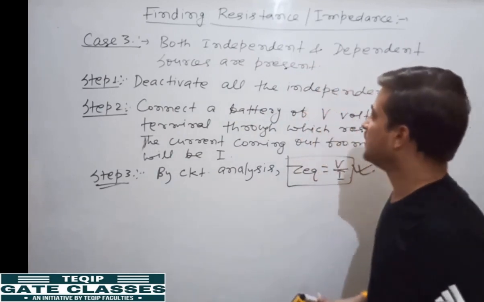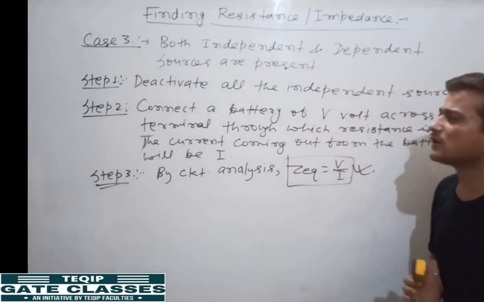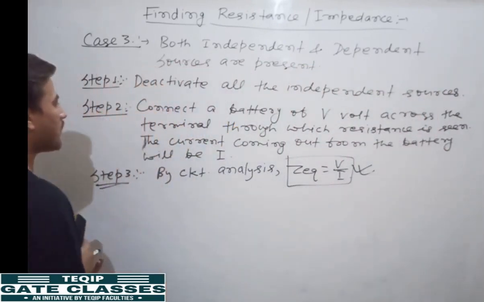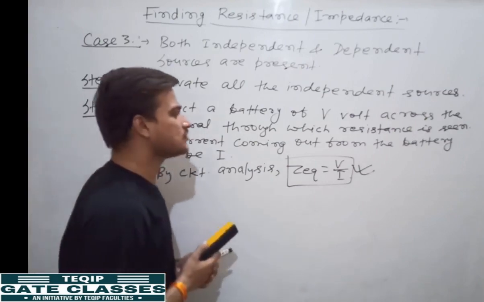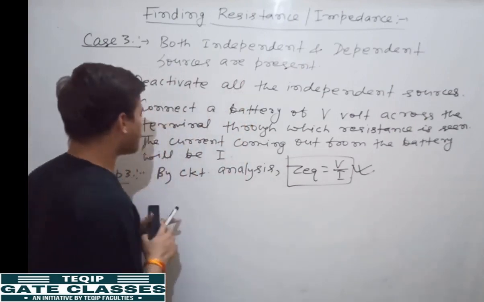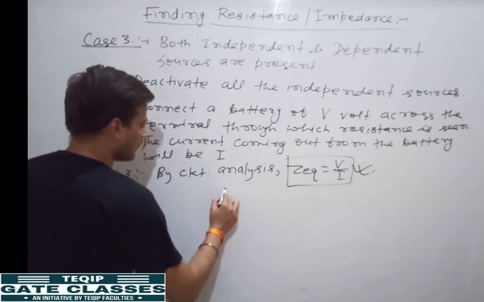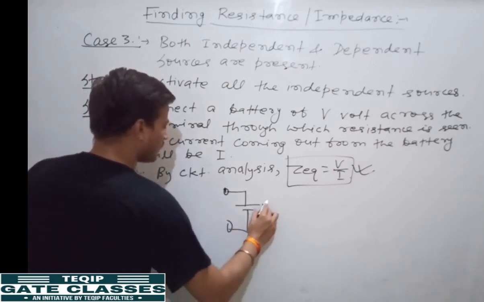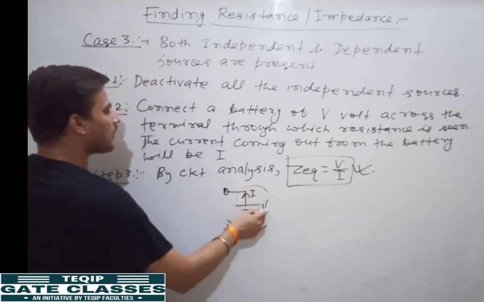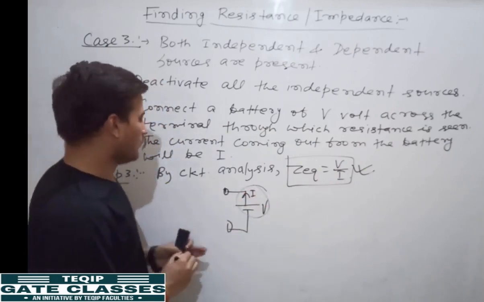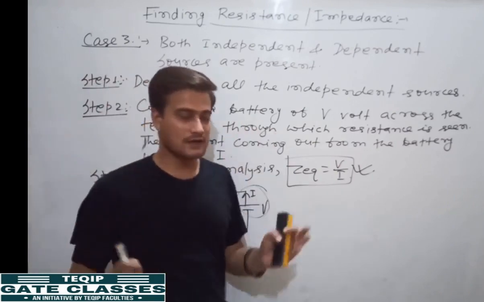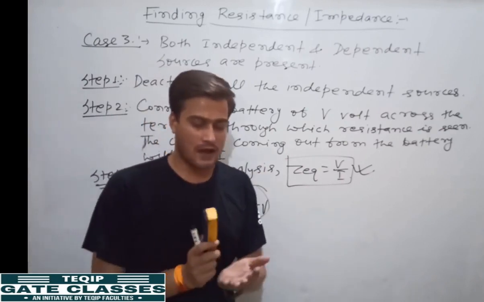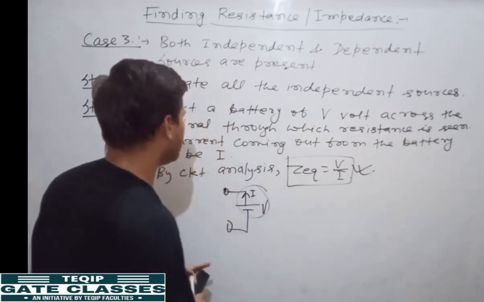Let us see. First, we'll deactivate all the independent sources. Then we'll connect a battery of V volt across the terminal through which resistance is to be seen. Suppose this is the open circuit terminal. We'll connect a V volt battery like this, and a current I will be coming out from this battery. Now the third step, by circuit analysis, we'll write Z equivalent will be equal to V divided by I. That means we have to find the relation between V and I.